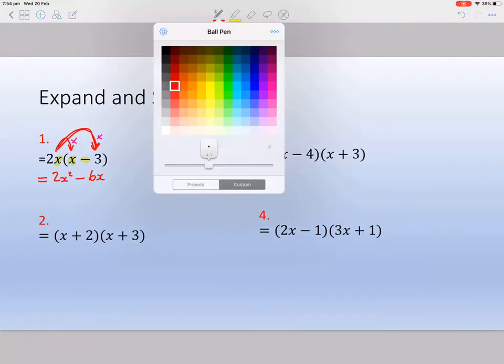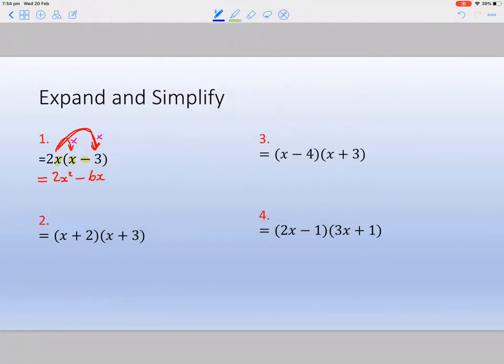So hopefully you're good at that. Now I'm going to show you a technique for number 2 and number 3 and number 4 that's called FOIL. Now I'm going to write it out here. FOIL. And what it means is, FOIL means first, the O means outers, the I means inners, and the L means last. Alright, so we're using the acronym FOIL for all of these.